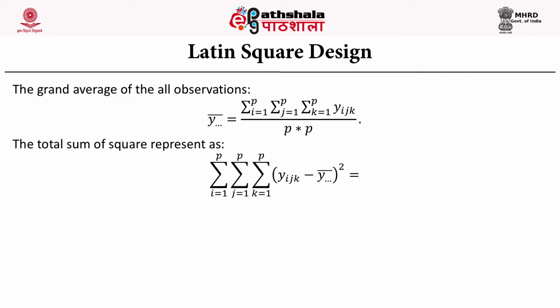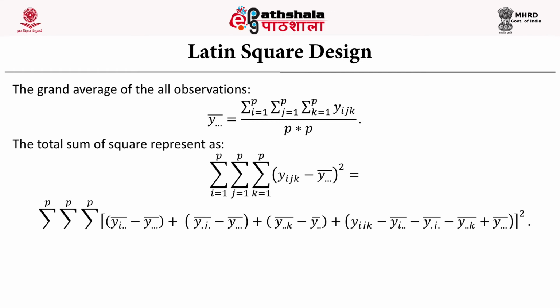which is equal to the triple summation of [(y_i double dot bar minus y triple dot bar) plus (y dot j dot bar minus y triple dot bar) plus (y double dot k bar minus y triple dot bar) plus (y_ijk minus y_i double dot bar minus y dot j dot bar minus y double dot k bar plus y triple dot bar)] whole square.